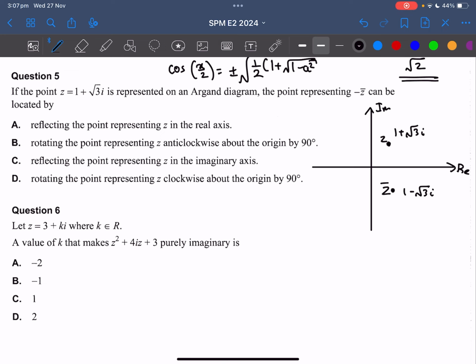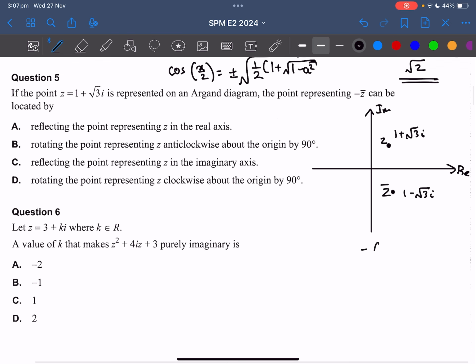And then if I want to find the negative of the z conjugate, we'll have negative 1 minus root 3i, which is just negative 1 plus root 3i, right? And that will be somewhere here, right? So negative z bar, right? So we have to simply reflect, basically reflect about the imaginary axis, and we'll get to the coordinate.